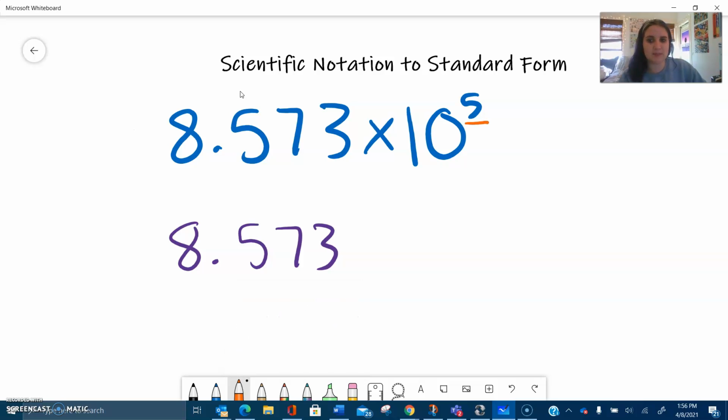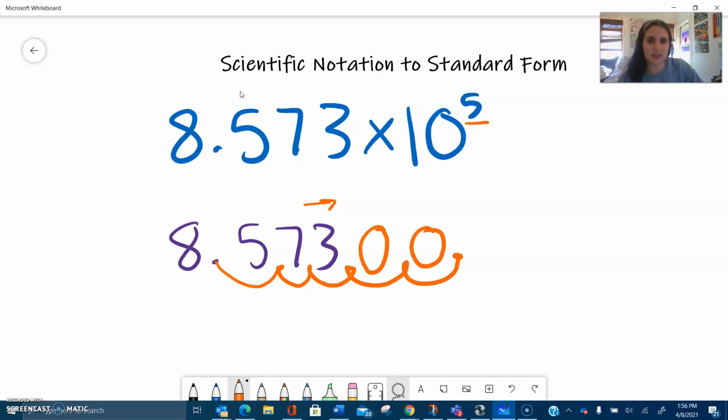So I'm going to take my decimal and move it 5 places to the left because we're making our number bigger. So I start here and I go 1, 2, 3, 4, 5. That's where I would stop. Now I have these extra places, and you can fill these in with zeros. Those are our extra zeros. And now I'm going to rewrite my number so it looks a little bit neater.